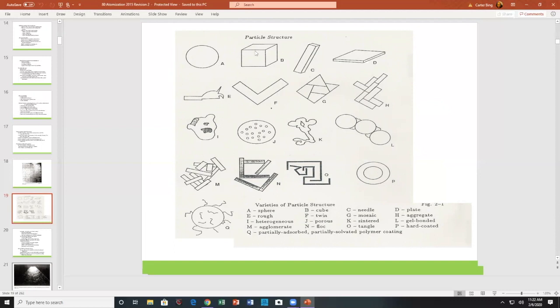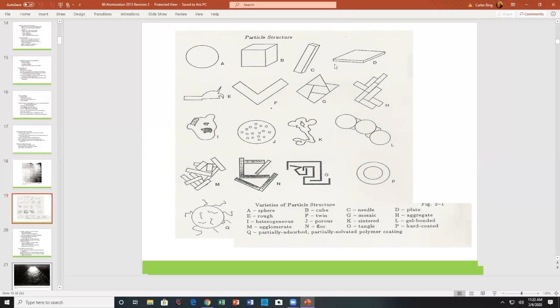And here we have a few things. We have a sphere, cube. We have needles, and the question is, what's the diameter of a needle? Quickly you find that the important length may be the diameter, or the other important length may be the length of the crystal. So when you get to more complex particle shapes, you may have 2 or 3 lengths that may be important.